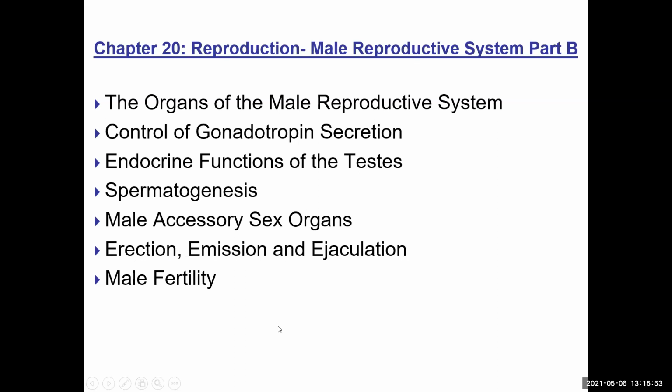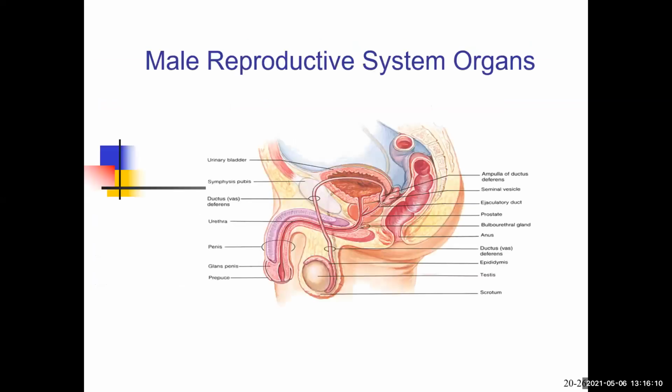When you are married and you have regular unprotected sex for a year and you don't get a baby, then you need to think you have some kind of primary infertility. And I will suggest the first person to test is the male, not the female. Okay, so the male reproductive system, this is the diagram.